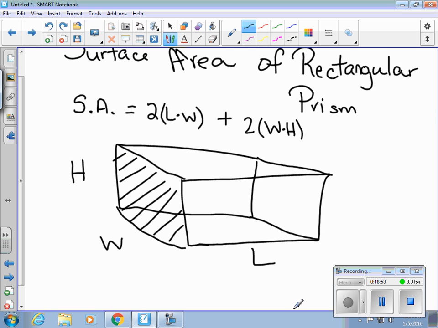And do I have another one of those? Where? On the opposite side. So it looks like I've got this. And how many of those do I have? I have 2 sides, right? Of the same measurement. That's why it's 2 times that. Okay?